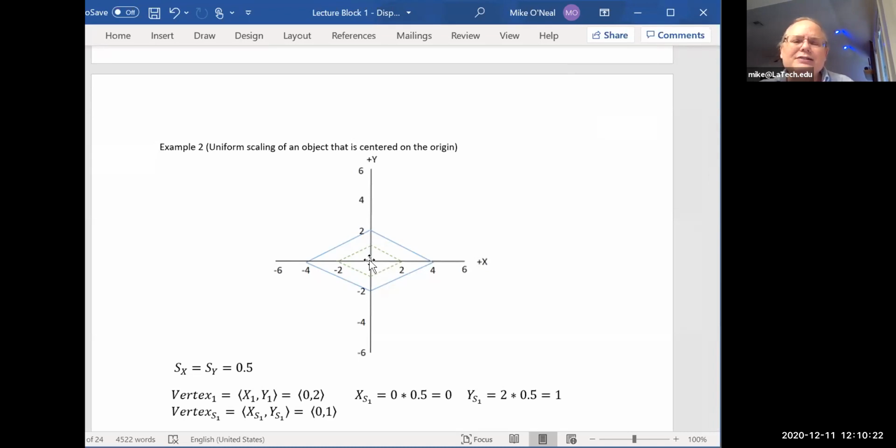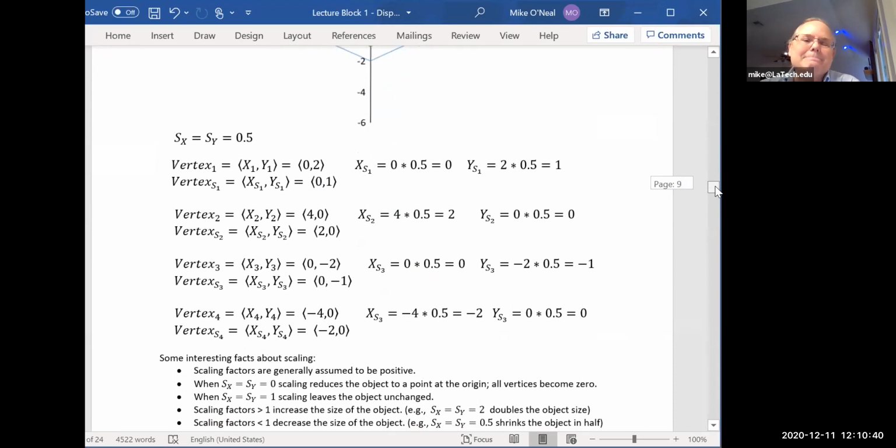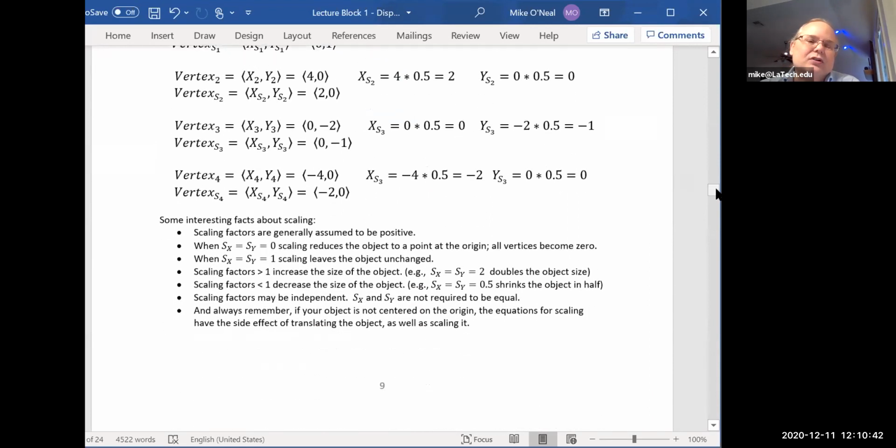If the object is not centered on the origin, it will still scale properly, but it will move. If you're scaling it to get bigger, it will move away from the origin. If you're scaling it to get smaller, it will move towards the origin. Okay. So let's see if we can summarize what's going on here.